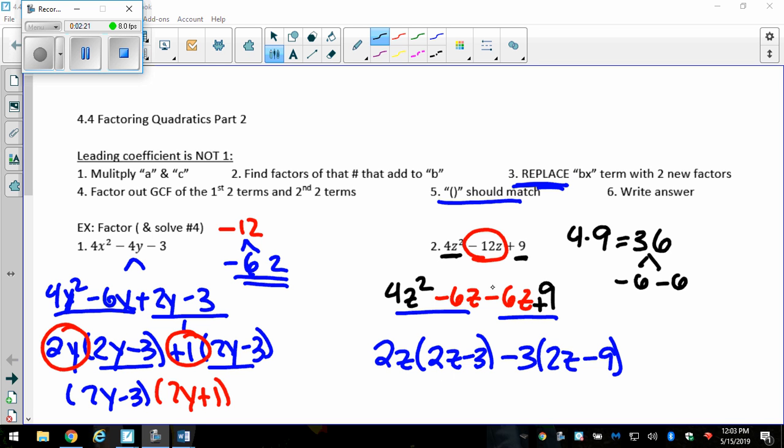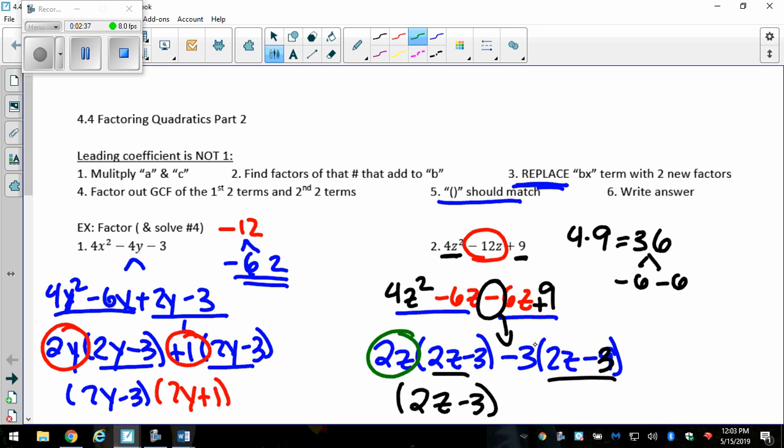Now if your third term is negative like this is right here, then you should always be pulling out a negative sign. And there should be a -3 here. So now my parentheses match. So I'm going to write that 1 time, 2z minus 3. And then what is in front of them goes in my second parenthesis. It just happens that this time the parentheses are the same. If you wanted, you could write this as 2z minus 3 squared.